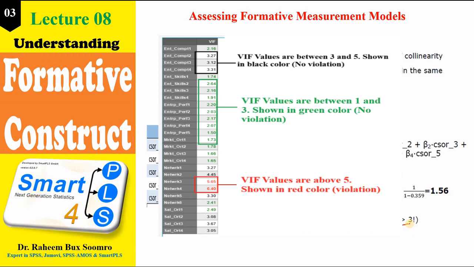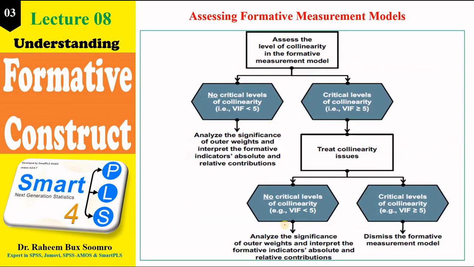But in the third case, when the value of any indicator is shown in red color, then there is a problem. That is a violation. It means that the VIF value can go up to 5 at most. If the value of the VIF is crossing 5, then there is a violation. So now you have to solve this violation. And you are looking here at the guideline.